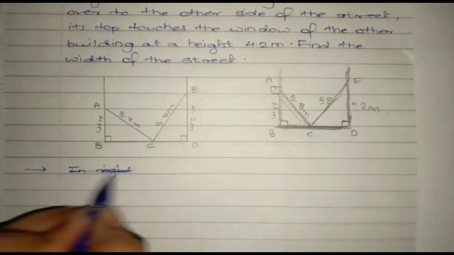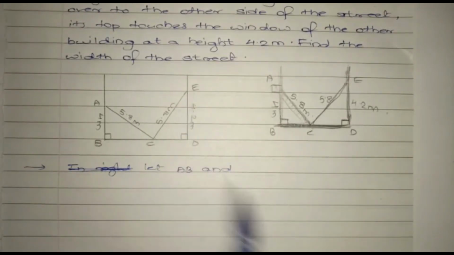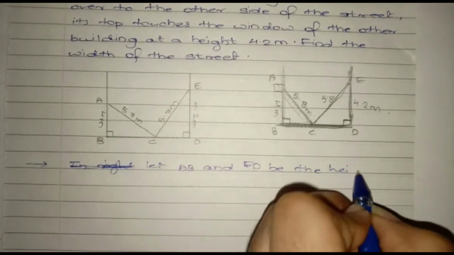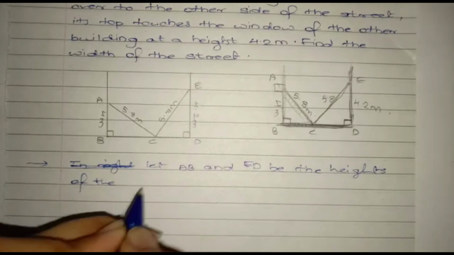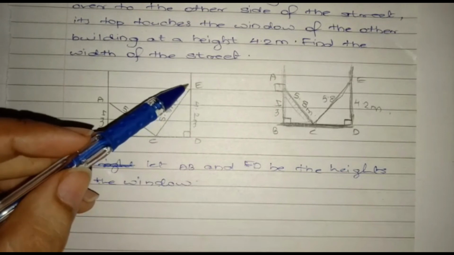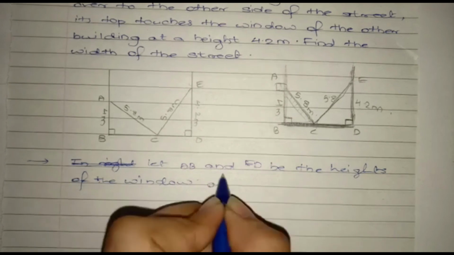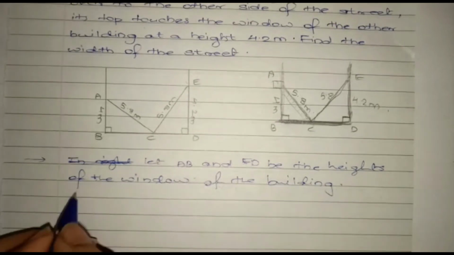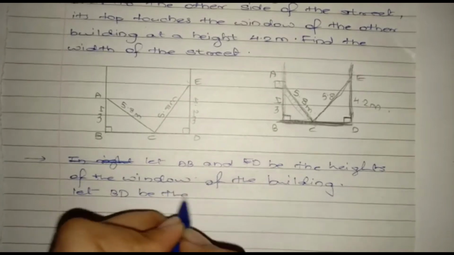First we'll write, let AB and ED be the heights of the window. This is the window of the first building and this is the window of the other building. So let AB and ED be the heights of the windows of the buildings. Let BD be the width of the street.